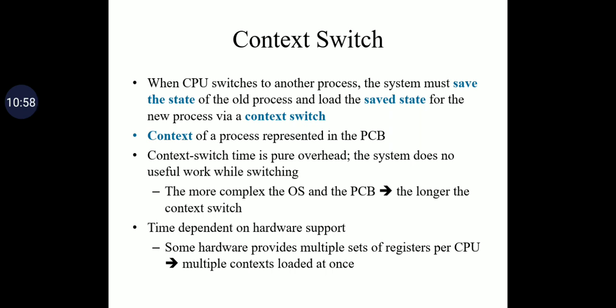When the CPU switches to another process, the system must save the state of the old process and load the saved state for the new process. The context of a process is represented in the PCB, and it is pure overhead. This is a time consuming process for the OS. The OS will not do any useful work during this context switching. The more complex the OS and the PCB, the longer the context switch. So the time taken for context switching will be more when the OS is complex, and it also depends on the hardware we are using. Thank you.